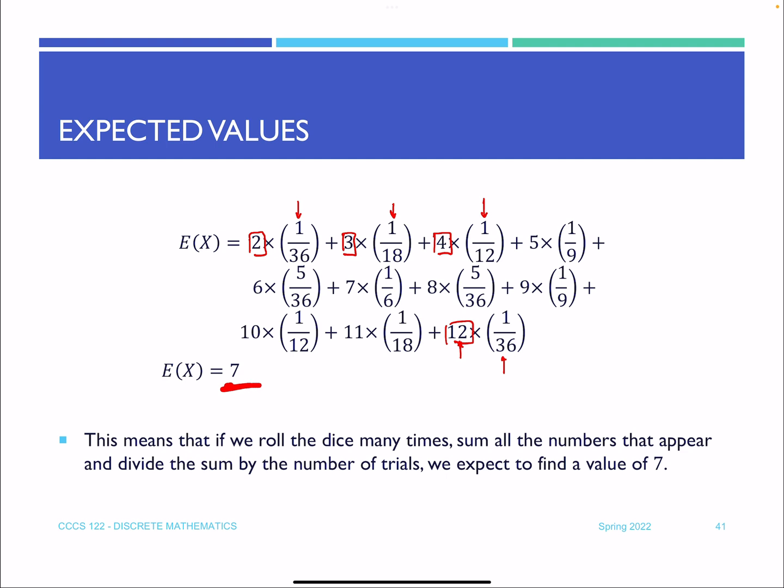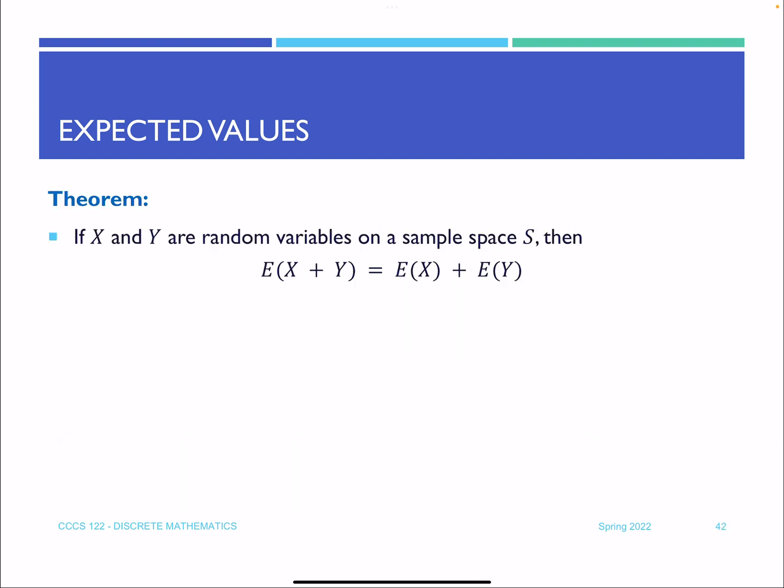This means that if we roll the dice many times, sum up all the numbers that we get at the end of each experiment, do it 1,000,000 times, add up the million sums, and divide by 1,000,000, the expected value of that result will be 7. That's what the expected value means, the average.